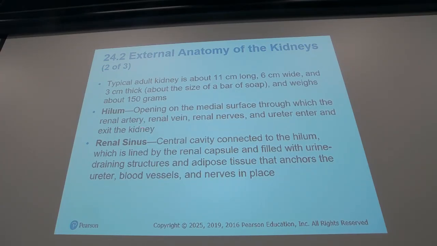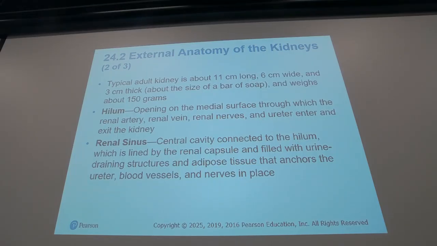The hilum is facing medially. It has the renal artery, the vein, the nerves, some lymphatics, also some lymph nodes, and the opening of the ureter from the kidney that is called the renal pelvis. Those are all the structures that are located in the hilum: the renal artery, the vein, the renal nerves, the lymphatics, and also the renal pelvis.